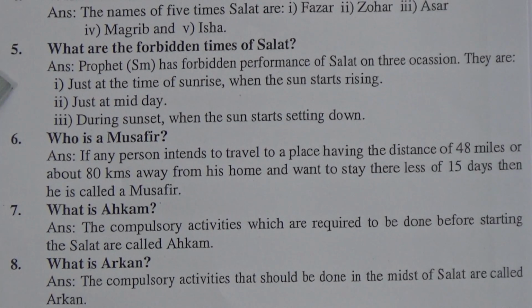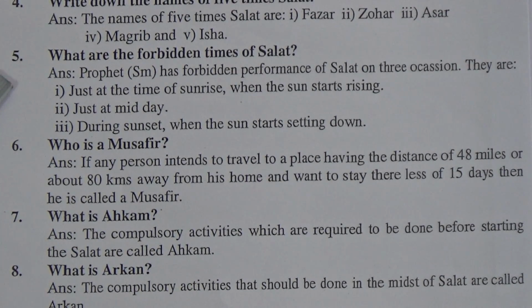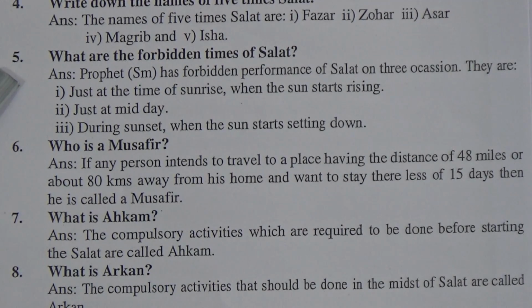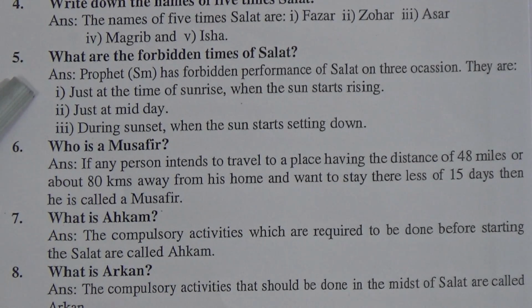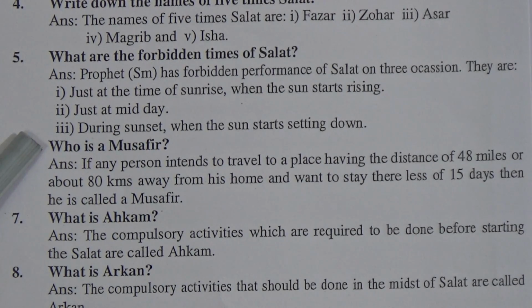Now question 5, what are the forbidden times of Salat? Forbidden means prohibited time, I mean when you cannot perform the Salat. My beloved students, keep attention here. Prophet Sallallahu Alaihi Wasallam has forbidden performance of Salat on 3 occasions. 3 occasions means in 3 times. He said to the Muslims, don't perform the Salat at those 3 times. So they are, number 1, just at the time of sunrise, when the sun starts rising. Number 2, just at midday. And number 3, during sunset, when the sun starts setting down.